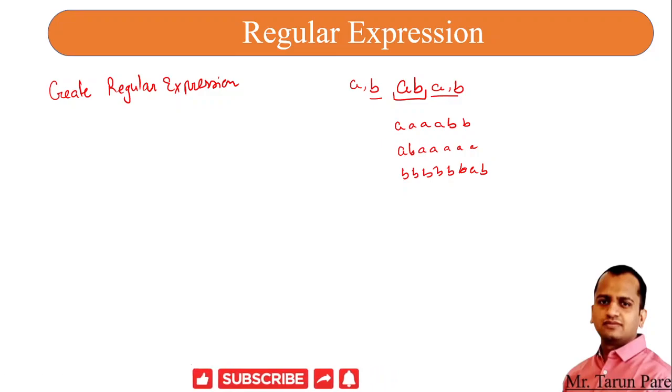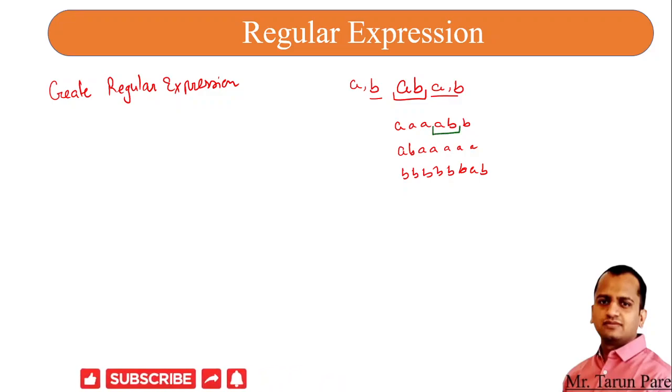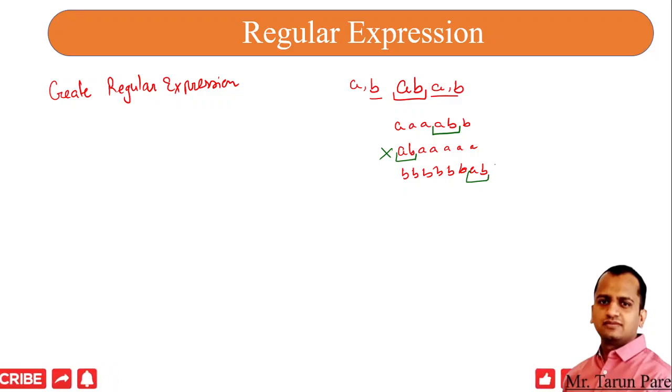So what does it mean? It means that either in between there should be one ab, or it is in the beginning, and before that there is null, or the ab pair will be at last and after that there will be nothing. Okay, so you have to develop such kind of regular expression. So what will be the regular expression for this?